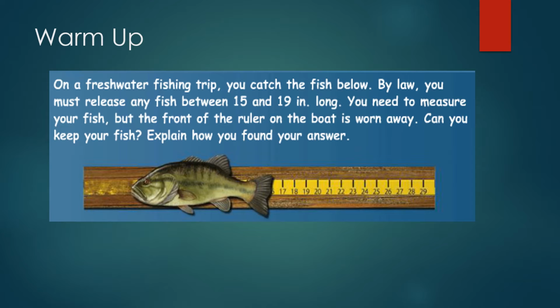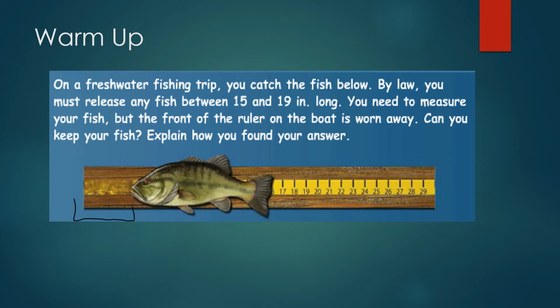So the issue is that we don't have a front of a ruler here. It is worn away. So normally I could line up the tip of the fish with the 0, and wherever its tail is would be how long it is. So how could I take this fish and measure it using just what's left of the ruler?